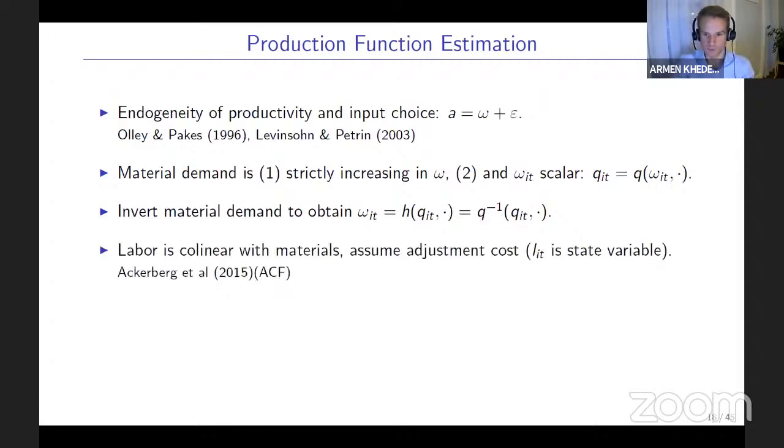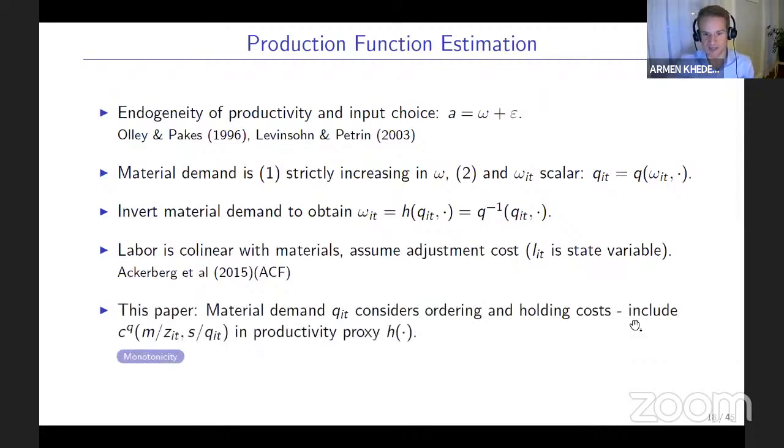Now, in our baseline, this dot here stands for other state variables, and we will assume that not only capital is a state variable, but also labor is a state variable because there are some frictions in adjusting your labor. So once the productivity shock occurs, you can adjust your materials, but you can't adjust your labor immediately. We will have some robustness checks on that. On top of that, according to our framework, the firm will also consider these additional ordering and holding costs. So we need to include these proxy variables in the h function.